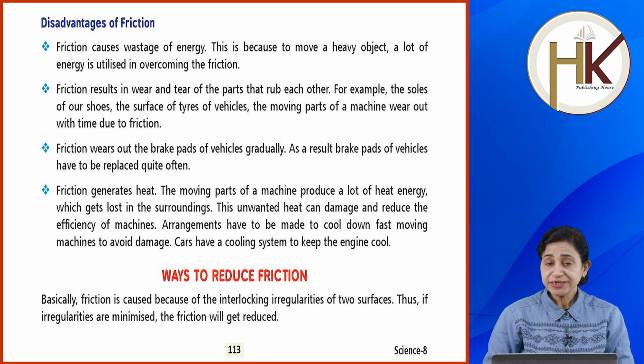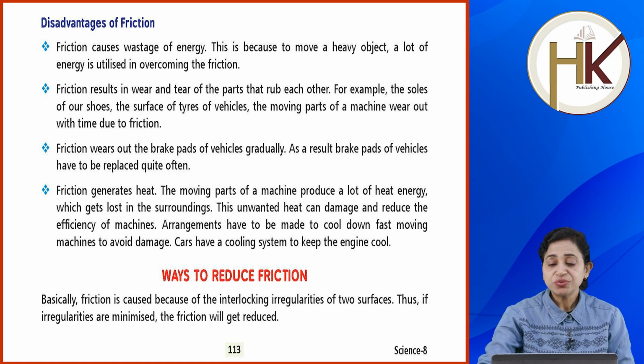Friction generates heat. The moving parts of a machine produce a lot of heat energy which gets lost in the surroundings. This unwanted heat can damage and reduce the efficiency of machines. Arrangements have to be made to cool down fast moving machines to avoid damage. Cars have a cooling system to keep the engine cool.